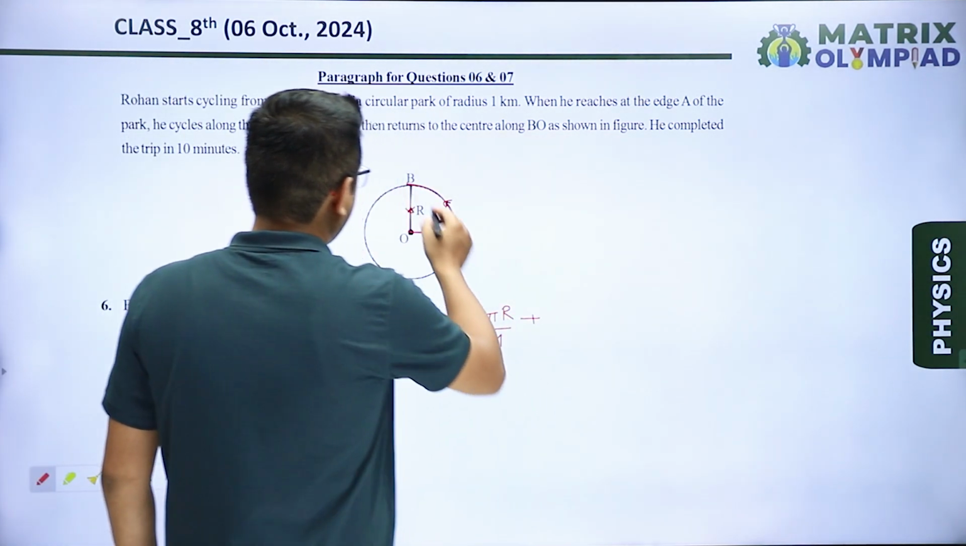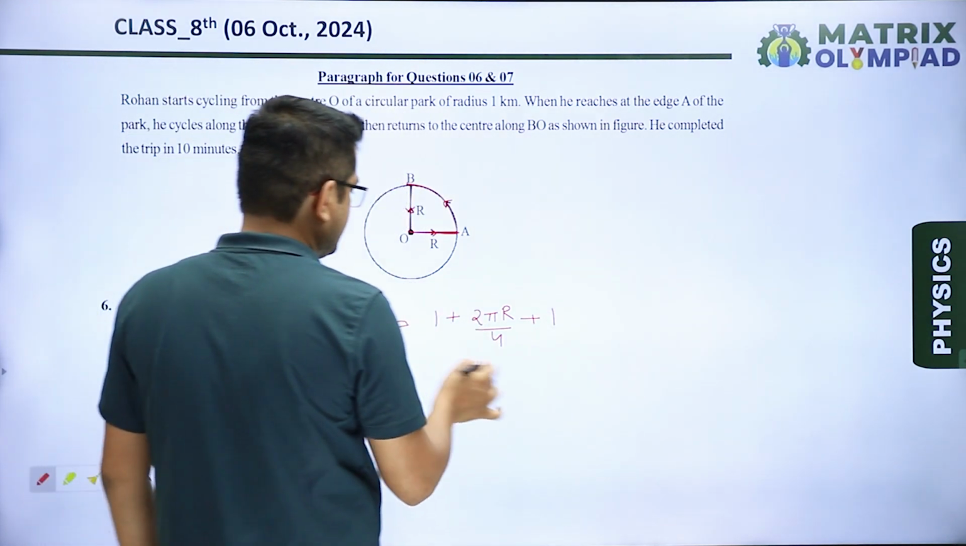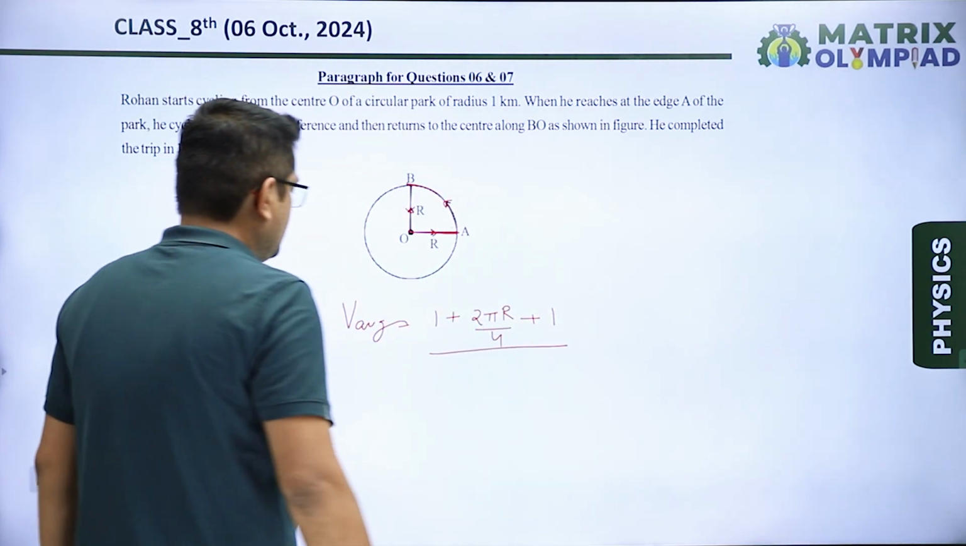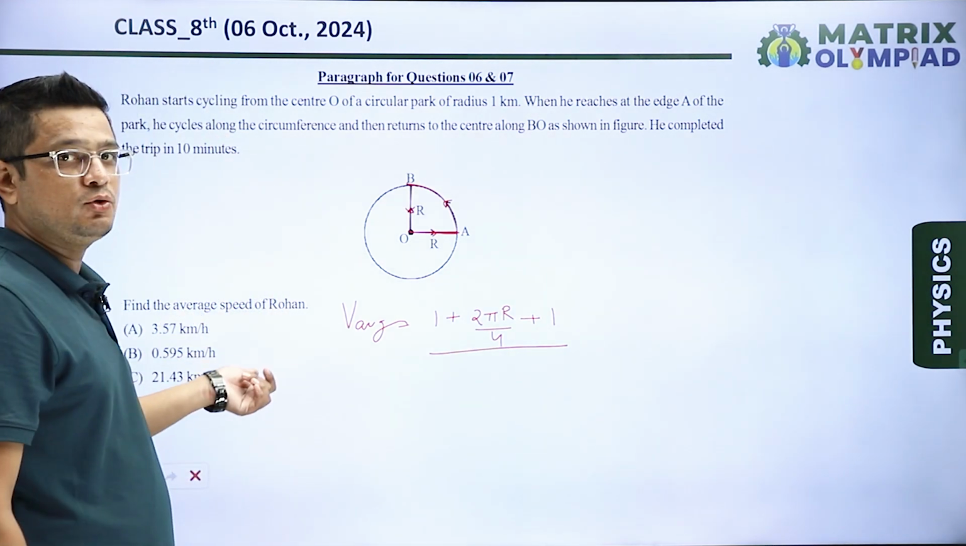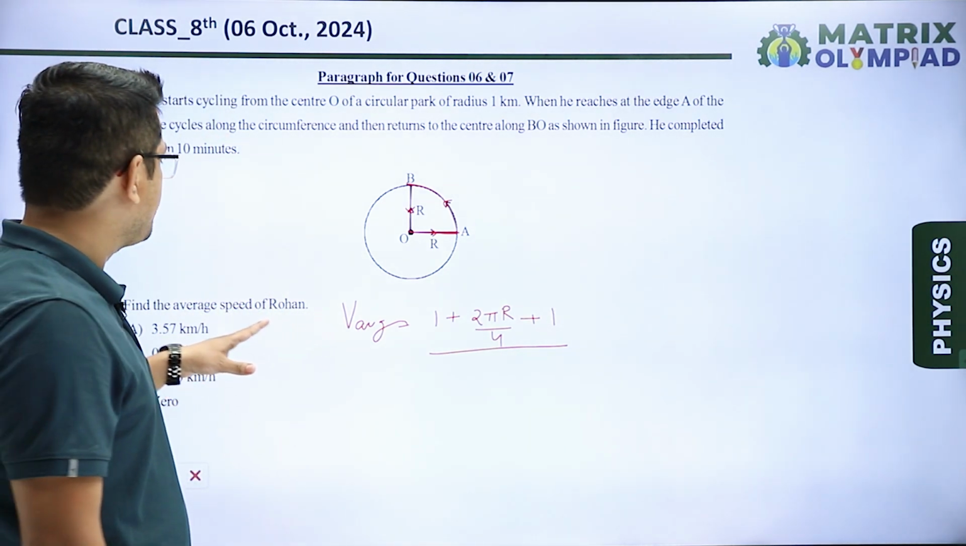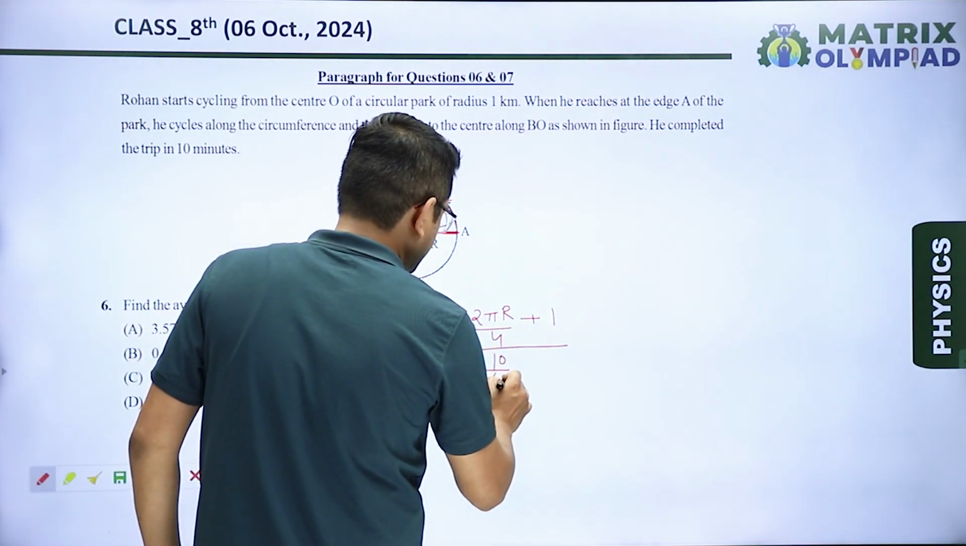Then he is returning from B to O, so that is also 1 kilometer. So this is total distance traveled divided by time. Now we have to put the value of time, and the answer is given in kilometer per hour, so we have to put the value of time in hours. In 10 minutes there are 10 divided by 60 hours.